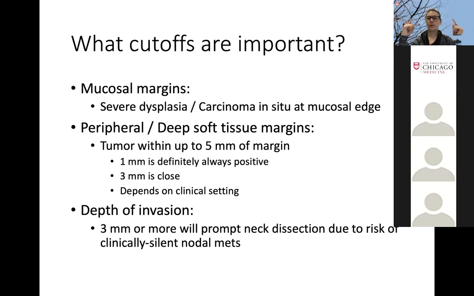So for the peripheral and the deep soft tissue margins, usually in the tongue, this is going to be lingual skeletal muscle. Pretty much anything within about 5 millimeters of the margin, I would consider worrisome enough to freeze. There's not always a perfect cutoff for what each surgeon is going to use for each individual patient. But the thing we do know is that 1 millimeter or less is essentially positive. If you are that close, that's positive, and you should freeze it and or just give them a very close gross answer.